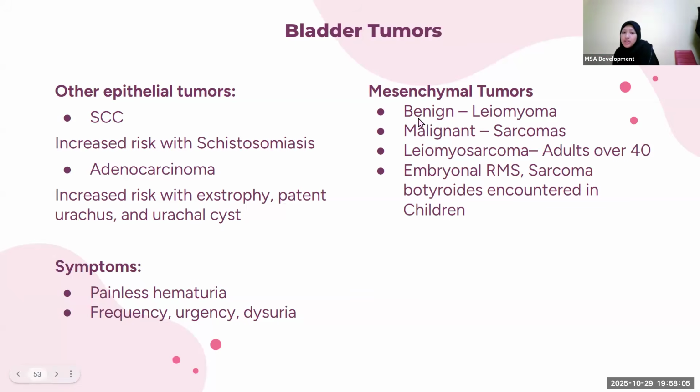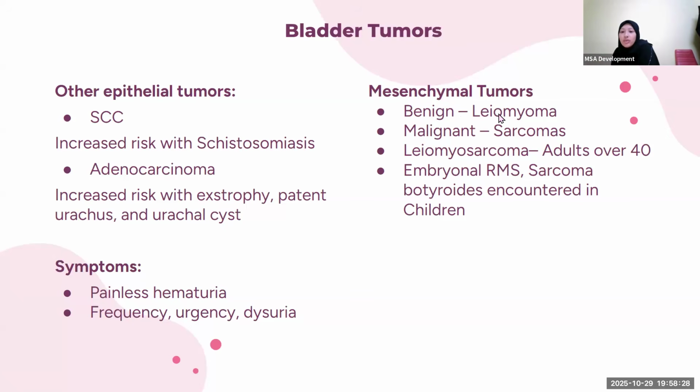Now, mesenchymal tumors. The bladder tumors we discussed are epithelial. Epithelial means the lining: the transitional, squamous, adenocarcinoma, these are epithelial. Mesenchymal tumors are tumors of the stroma, so the bladder's muscle walls or supportive structure, supportive cells. If they have tumor, these are called mesenchymal tumors.